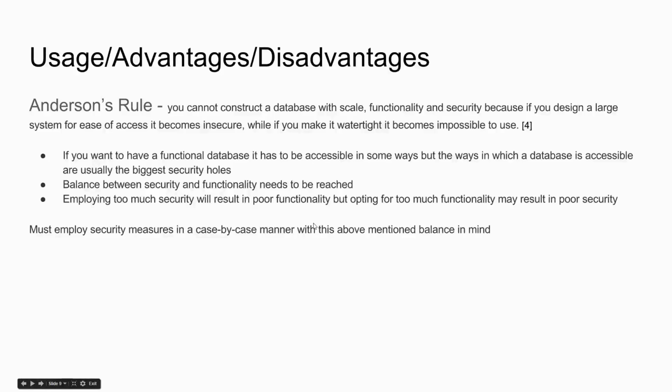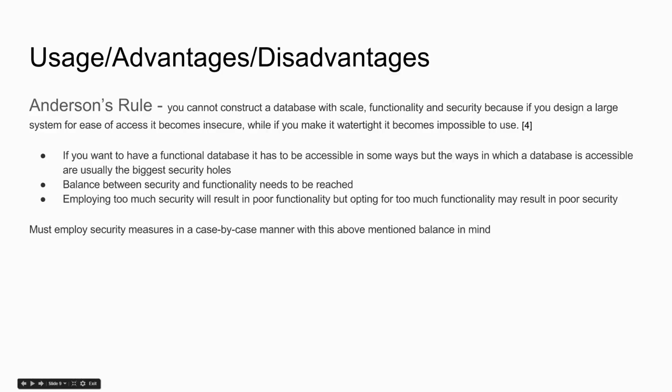Implementing database security, it's good to remember what is referred to as Anderson's rule, that you cannot construct a database with scale, functionality, and security, because if you design a large system for ease of access, it becomes insecure, while if you make it watertight, it becomes impossible to use. That's a very good thing to keep in mind, because if you want to have a functional database, it has to be accessible in some ways, but the ways in which a database is accessible are usually the biggest security holes. So what you need to do is achieve a balance between security and functionality. If you employ too much security, this will result in poor functionality, but opting for too much functionality may result in poor security, right? So you must employ security measures in a case-by-case manner with this balance in mind.